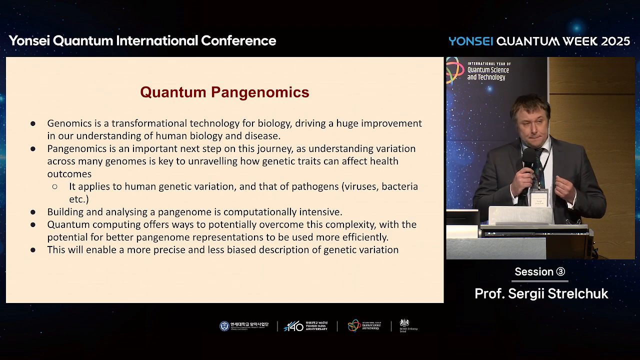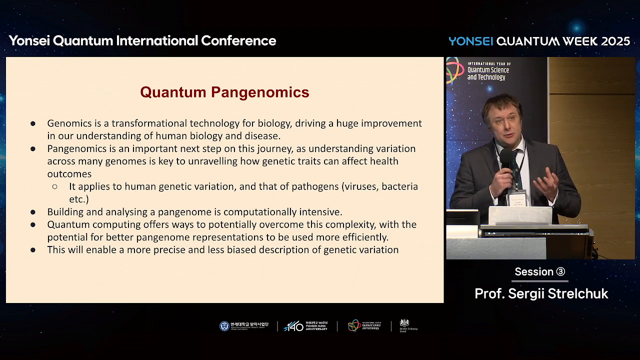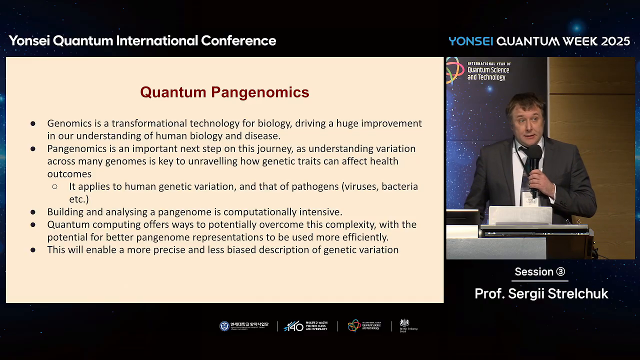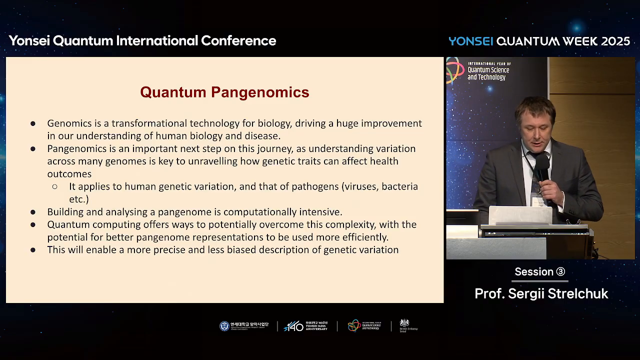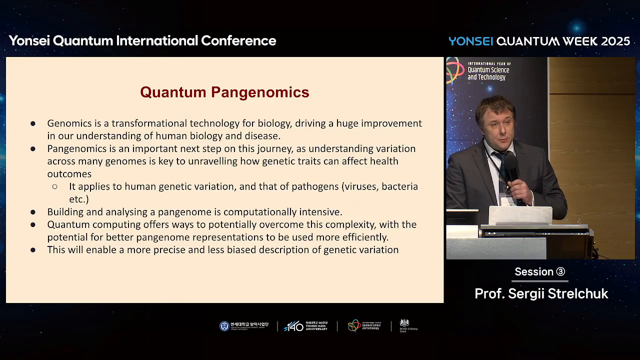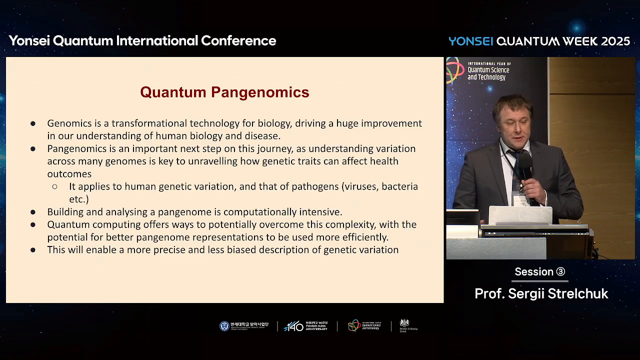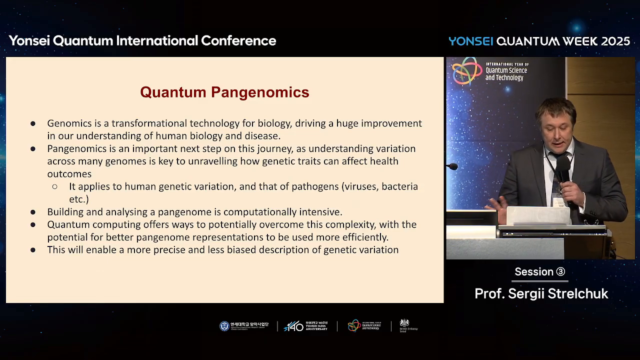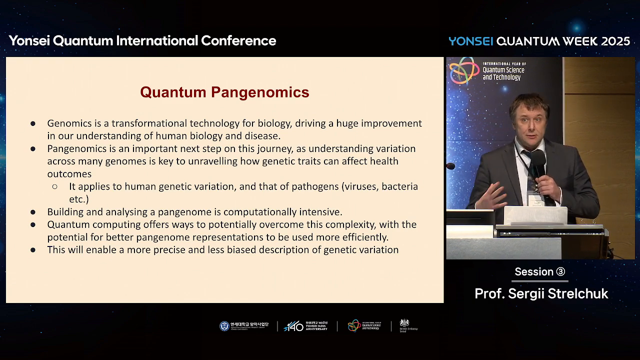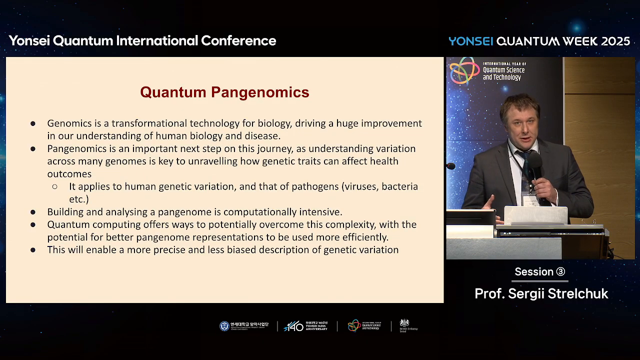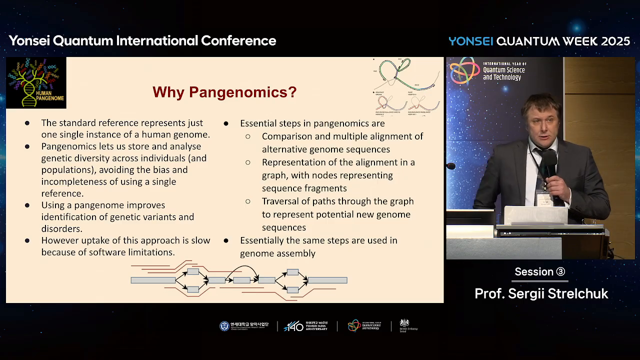It's an approach that naturally incorporates genetic variations of humans, of pathogens, of various organisms. And it comes with interesting opportunities and challenges. Building and analyzing a pangenome is computationally intensive, and quantum computing may offer prospects of speeding up some of those key tasks. It will enable us to derive a more precise and less biased description of genetic variation, and also do some tasks that will be very important upstream when we do drug discovery or personalized medicine and whatnot.